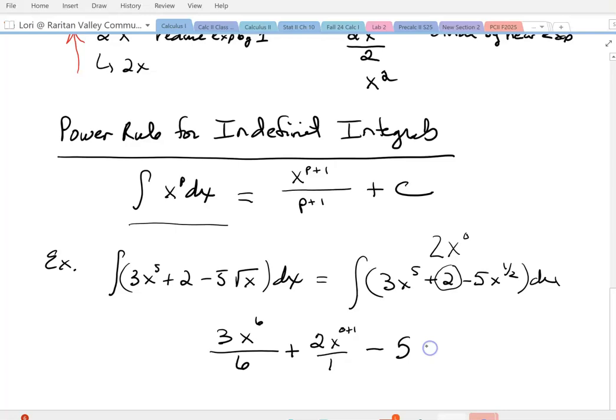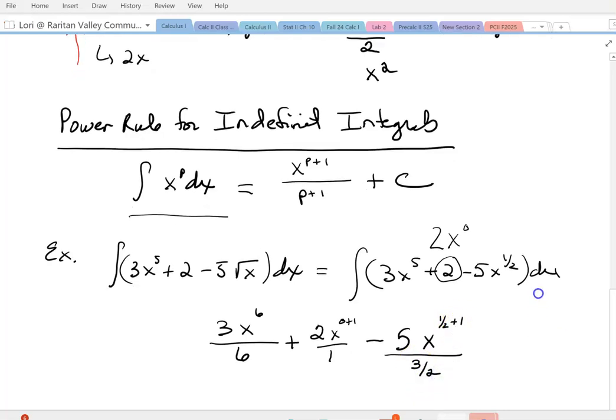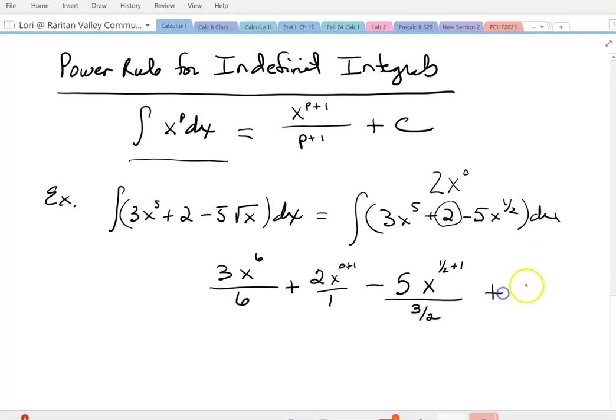And then 5x to the 1/2, so now we have 1/2 plus 1. And you all know 1/2 plus 2 over 2 is 3/2, divide by 3/2. And then don't forget to add c. So we're going to clean this up, of course. This is going to give us x to the 6 over 2 plus 2x.